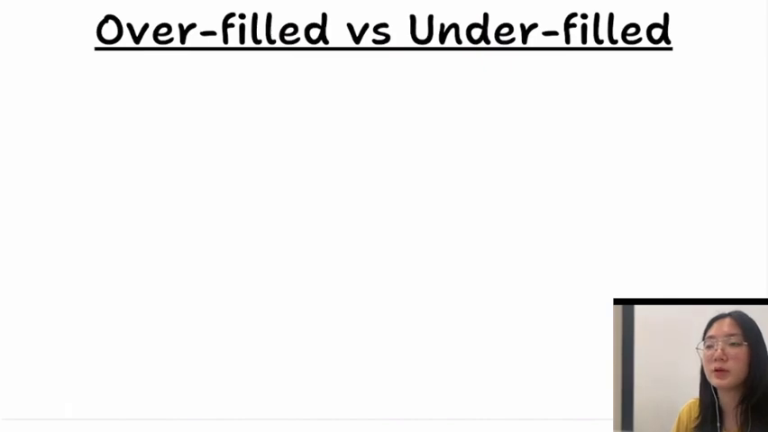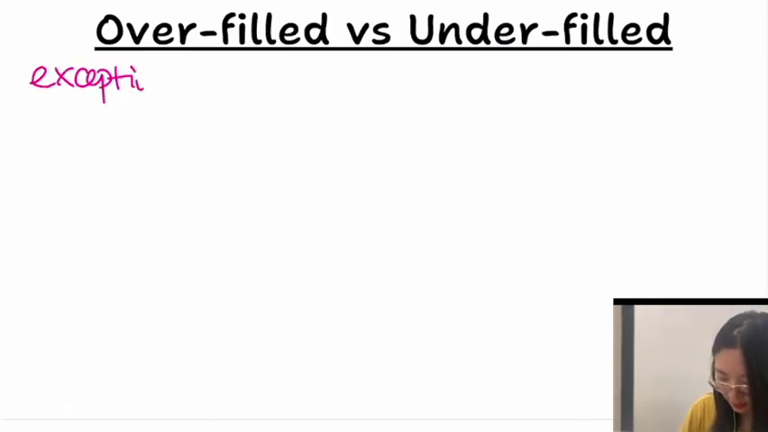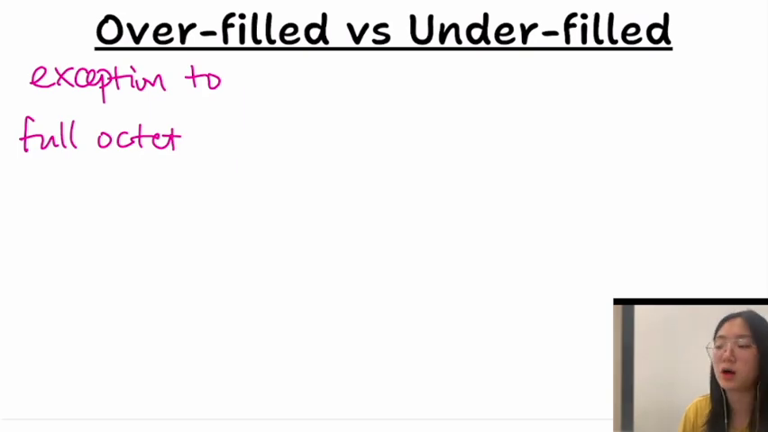Next is overfilled versus underfilled. So these are actually the exceptions to the full octet. Remember that the full octet, so 8 valence electrons, except for 2 valence electrons for hydrogen and helium, is considered the most stable or the most preferred state for all the elements in the periodic table.